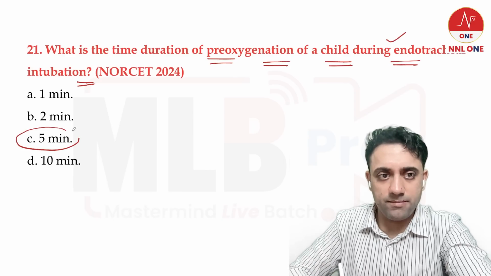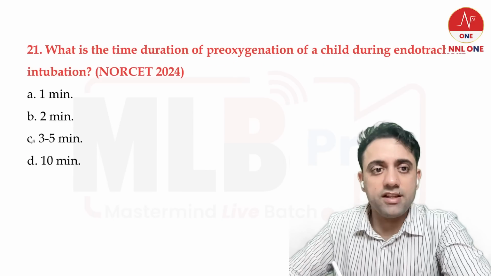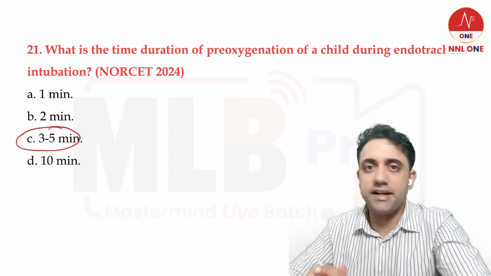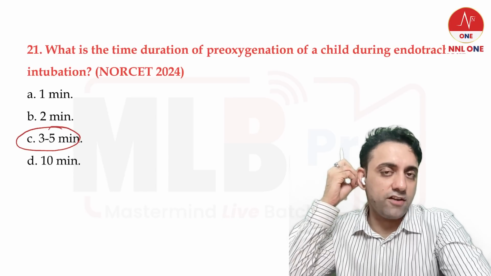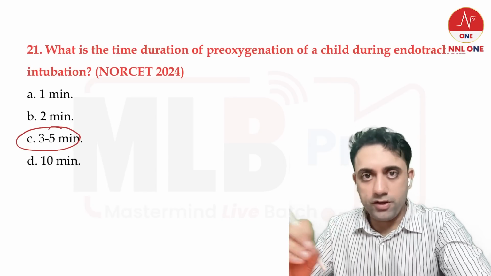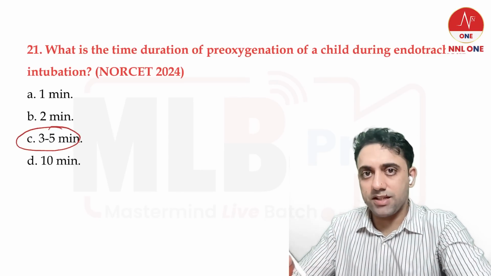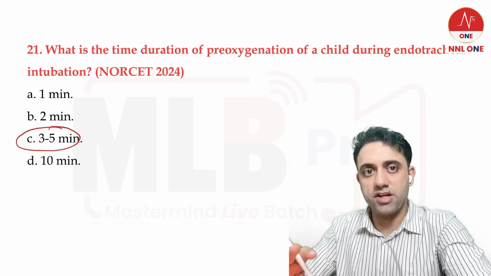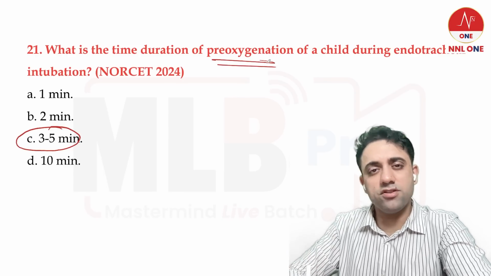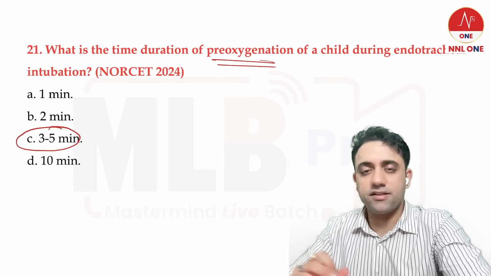Like in this option, the best answer is 5 minutes, but usually the book says 3 to 5 minutes is a very ideal time. Whenever the patient is desaturating, before you intubate, do bag and mask properly, get the baby's saturation to 99% and then intubate the child. So pre-oxygenation takes 3 to 5 minutes.